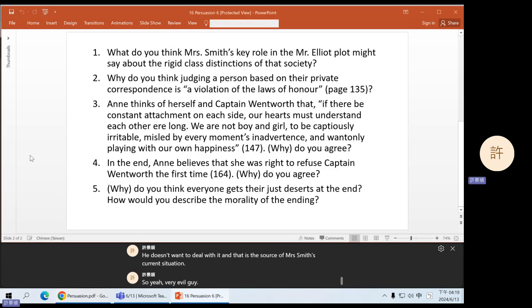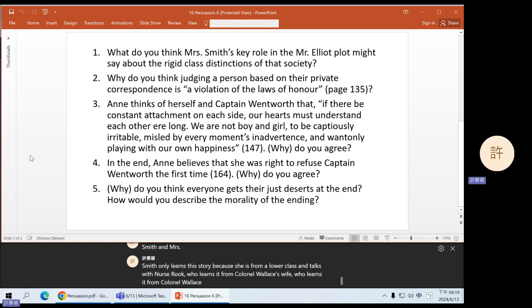Going back to the question, if you remember, we're actually talking about a question. We only learn about Mr. Elliot's story from Mrs. Smith, and Mrs. Smith only learns this story because she is from a lower class and talks with Nurse Rook, who learns it from Colonel Wallace's wife, who learns it from Colonel Wallace, and Colonel Wallace is Mr. Elliot's friend.